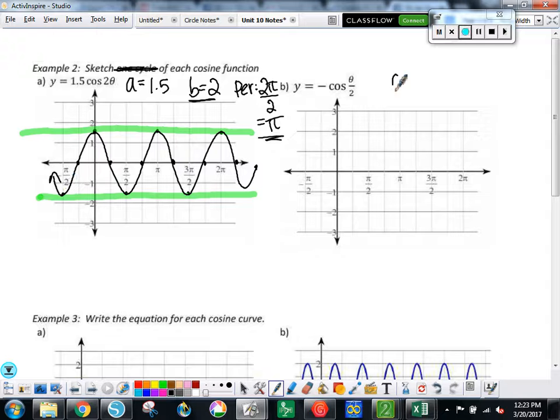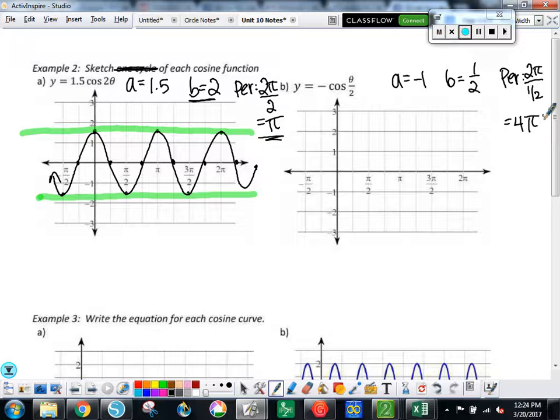All right, what about part B? What does A equal? A equals negative 1. B equals 1/2. So to find the period, you take what? 2 pi and divide it by 1/2. So if you don't know how to do that by hand, you could do it on your calculator, right? 2 pi, or 2 divided by 0.5. It's 4 pi. That means, because if you had 2 bananas and you cut each of those bananas in half, how many pieces would you have? 4. That's why it's 4.